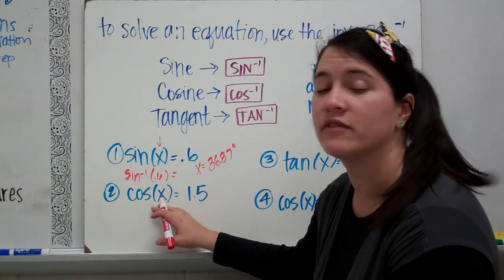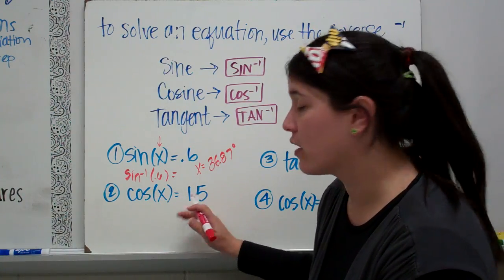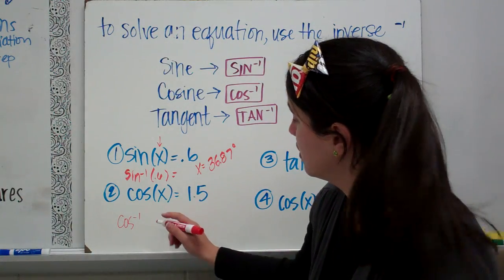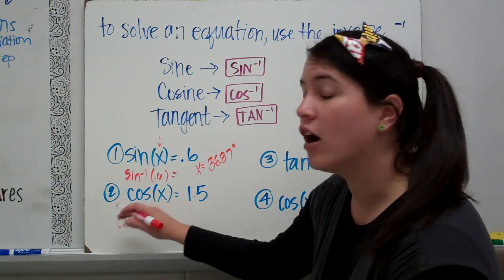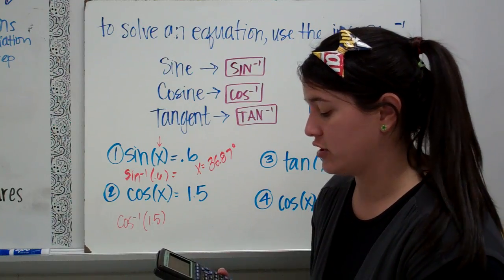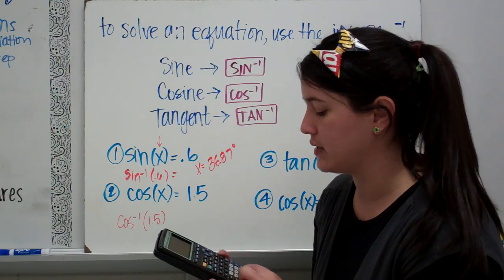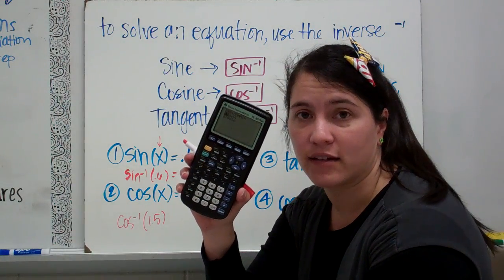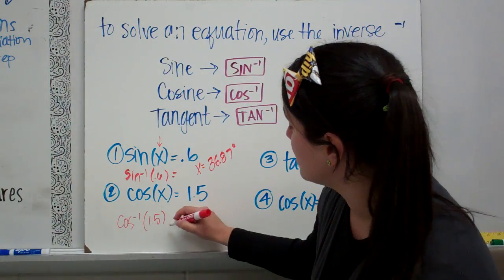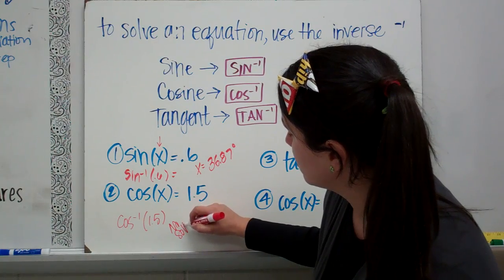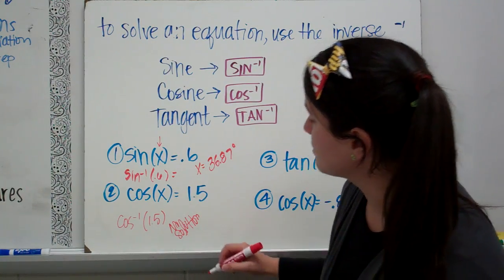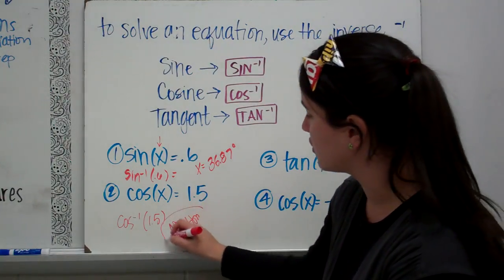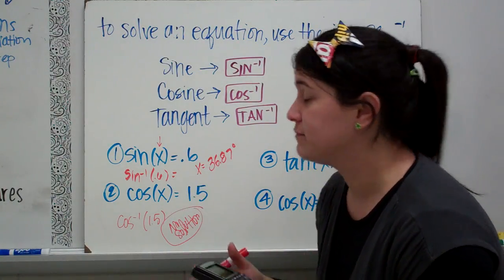Number 2, cosine of x equals 1.5. To solve it, it would be the cosine inverse of 1.5. We are undoing this equation. So the cosine inverse, second cosine of 1.5, and it says error domain. Whenever you get that, that means there is no solution. For some sine and cosine values, you're not going to have a solution when you're doing the inverse, and that's fine.